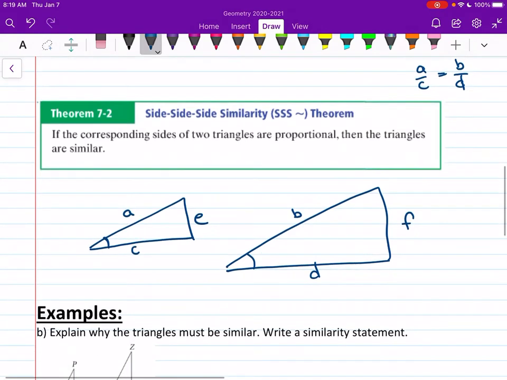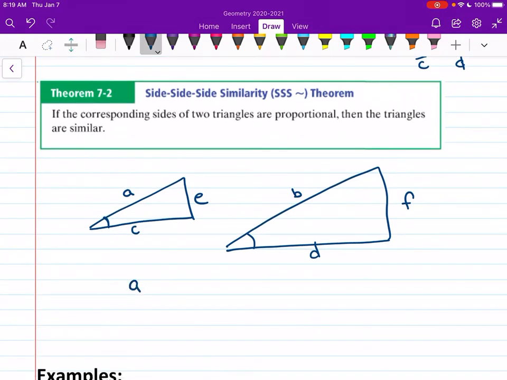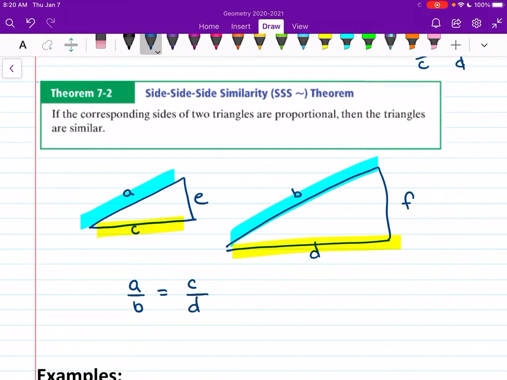So then here, my proportion would need to include all three sets of sides. So I would have A to B, right? Those are corresponding. And I can erase this angle because we don't know an angle is congruent. And then I would need to have C to D. And then my last side would be E to F. And all three of those fractions would have to be equal in order for those triangles to be similar, okay? And so make sure that you're always matching corresponding sides.